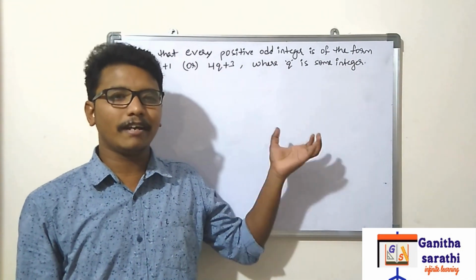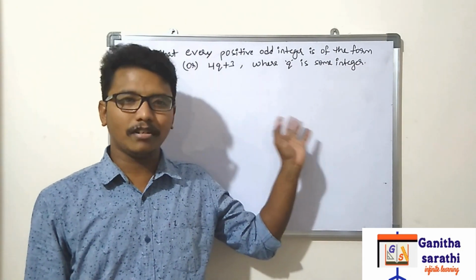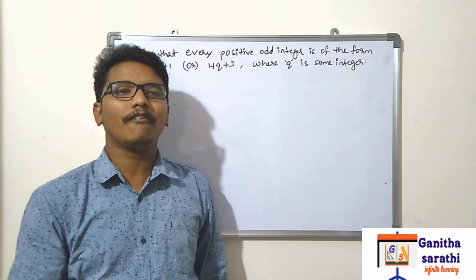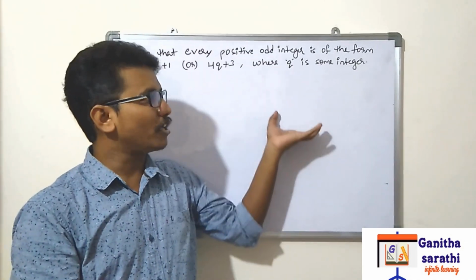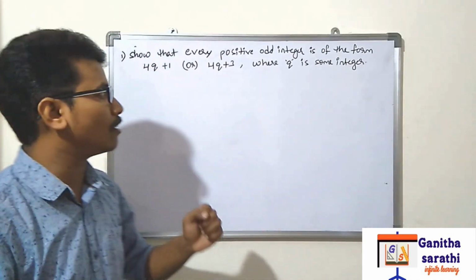These are very important in the first chapter of real numbers, Euclid's division algorithm. Definitely you will get a 4 marks question from these kinds of problems. I am starting from a basic level question, the smallest problem, and we will end with a big problem. Now see the problem on the board.